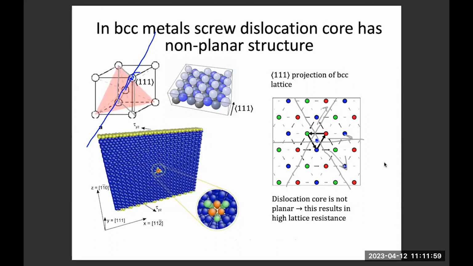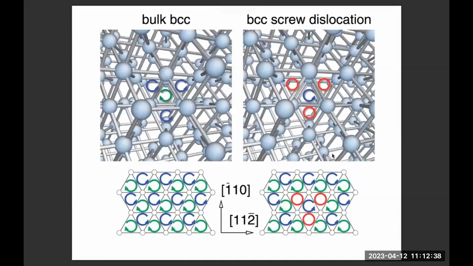Okay, so screw dislocation core is non-planar. It is a compact core. It has a triangular shape, and it is very compact, hard to activate this dislocation. It is not planar, and it is very hard to move this compact core, which results in high lattice resistance. For example, this is one screw dislocation, and you see the compact core of screw dislocation. Again, compact core of screw dislocation.